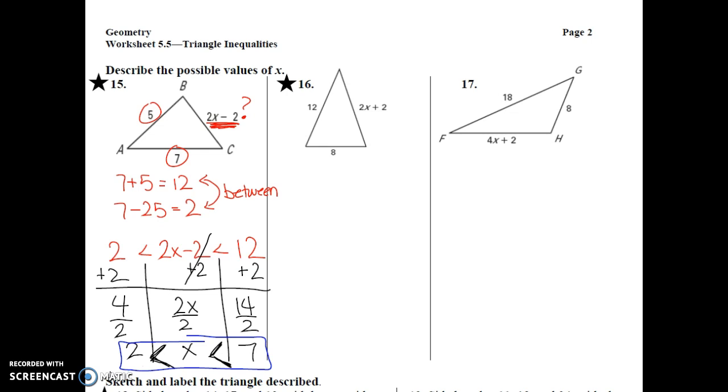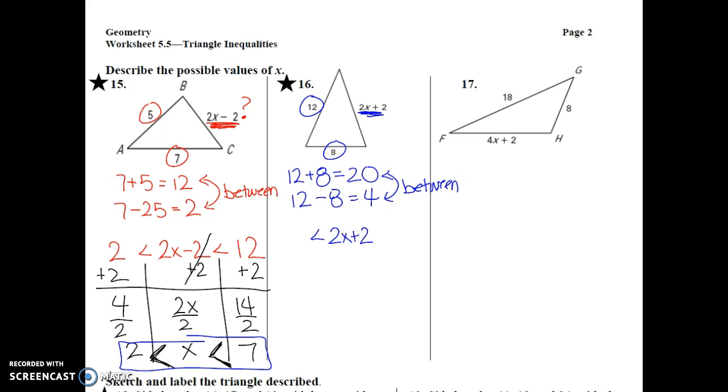If I look at question 16, again, I'm not going to do the whole thing, but we're going to set it up. We have to take these two numbers to help us determine the third. Remember, you add those two numbers, and you subtract those two numbers, and I know that this is what we have to be between. So 2x plus 2 has to be between 4 and 20. And you're going to go from there, solve that inequality, and find out the range of the x value.